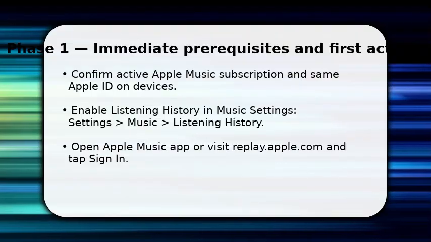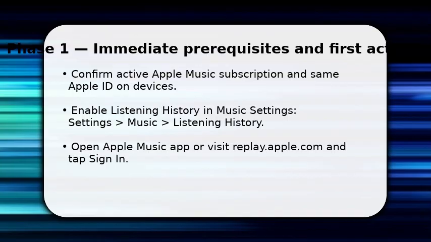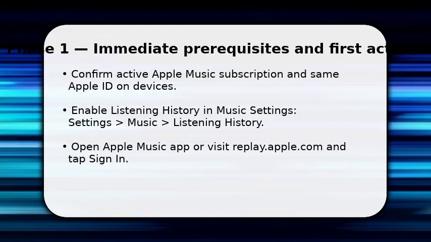You start by confirming your Apple Music subscription and that you're signed into the same Apple ID on the devices you use. Once signed in, make sure listening history is enabled in settings so plays count toward replay. Now open the Apple Music app or go to the replay page. Sign in if prompted. This is necessary because replay compiles play data tied to your account, so without the subscription and listening history enabled, it can't build your personalized list.